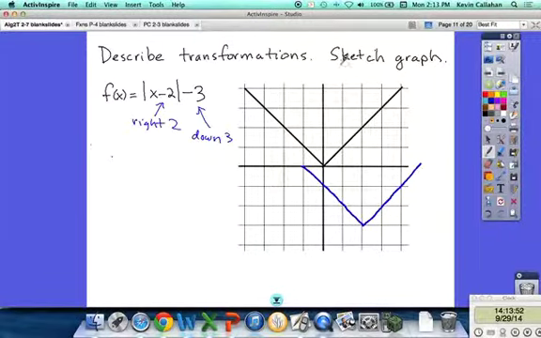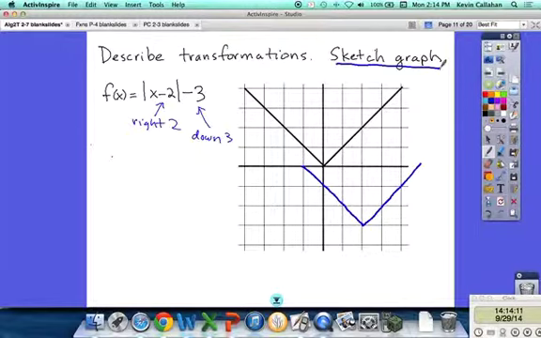Right? And it says sketch the graph. When you get this kind of problem, you don't want to see a table of values. This is not about a table of values, right? This is about understanding the parent function and how the transformations work. So don't start plotting points. Draw your V in the right place.